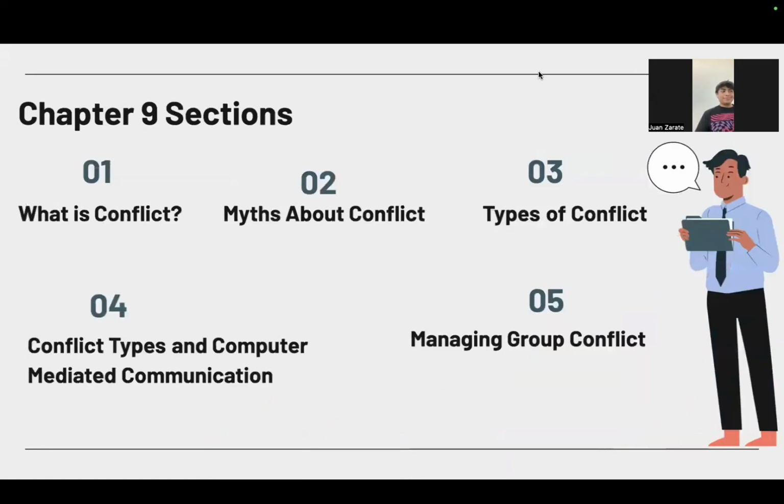So, Chapter 9 has 5 sections going over what is conflict, myths about conflict, types of conflict, conflict types and computer mediated communication, and managing group conflict.